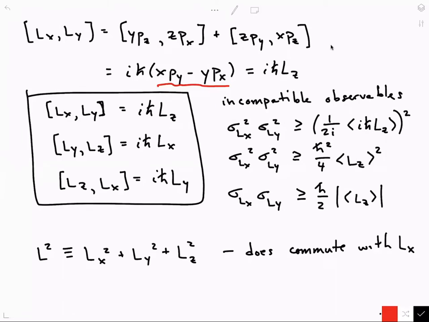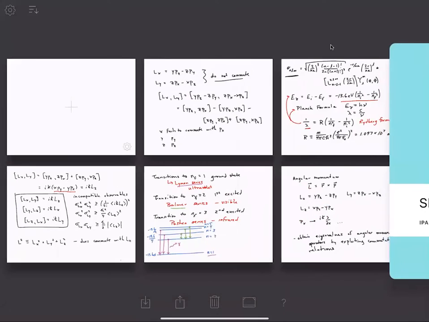Hi guys, so we had just talked about how the different components of our angular momentum do not commute with each other, and so they are considered incompatible observables, and we can look at uncertainty principles related to that. And we were just about to start out with talking about how the square of the angular momentum does commute with our component Lx. So let's start there.